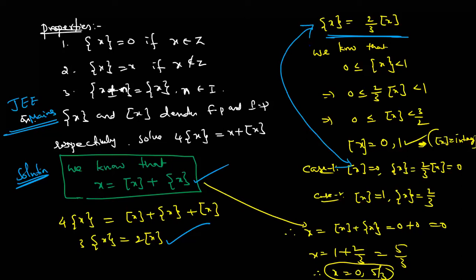See carefully. If the integral part of x is 0, then the fraction part is also 0. If the integral part of x is 1, then the fraction part is 2 by 3, using these formulas. Now, this is the question. Case 1, case 2: x can be 0 or 5 by 3. Verifying the options is also possible. You can verify.